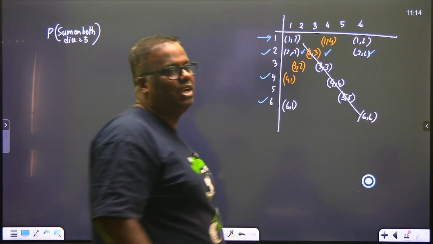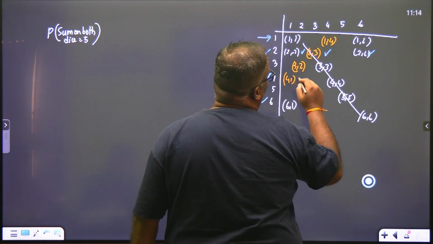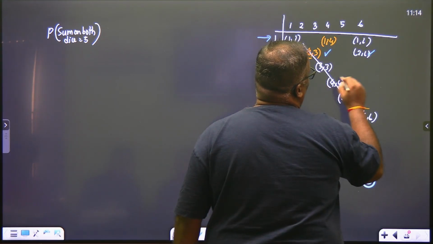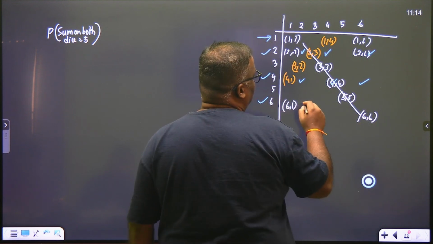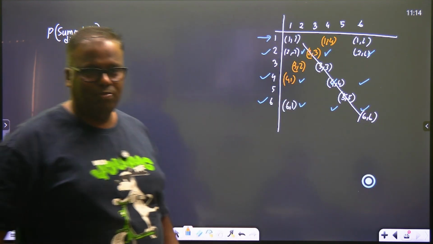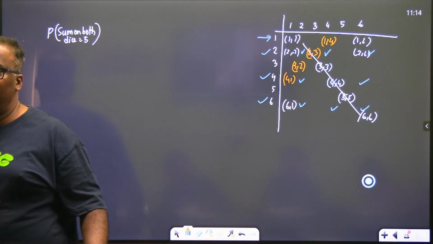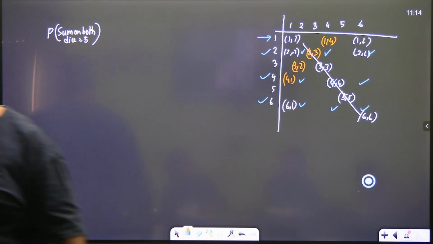So actually we're getting 3 per row, 3 per row. Here 4 2 will qualify, 4 4 and 4 6. Here 6 2, 6 4, 6 6. Nothing more qualifies as even on both. So total we have got 9 options out of 36, which is 1 upon 4.